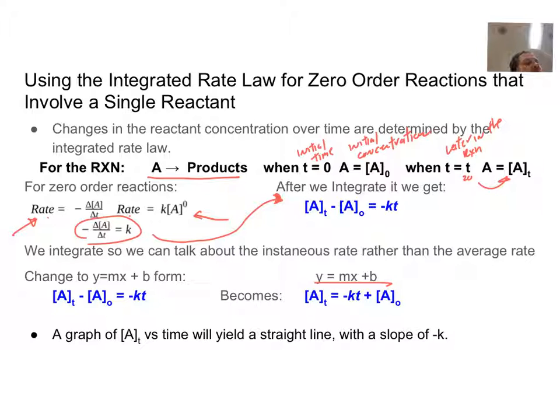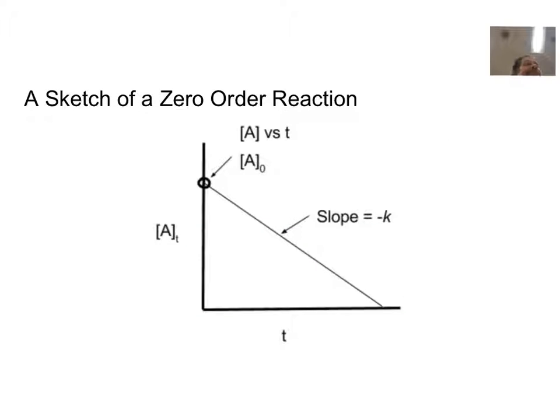Now when we graph this, a graph of the concentration at time t versus time will yield a straight line with a negative slope, like this, where this is my initial concentration, and this would be my concentration as time goes on. This is the concentration, essentially, for the graph.